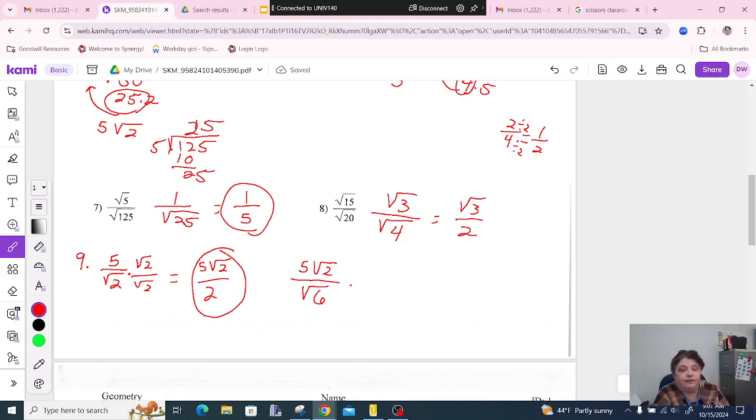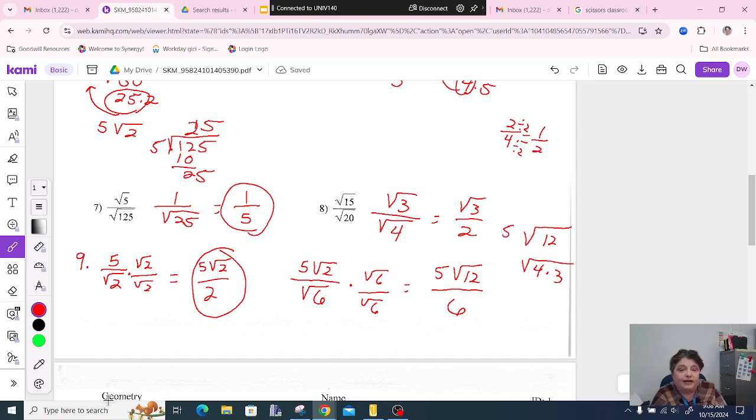I'd multiply both by the square root of 6. Now when I multiply by the square root of 6, this becomes 5 square root 12 over 6. But 12 has a perfect square in it. What perfect square is in the number 12? Square root 12 is equal to square root 4 times 3.